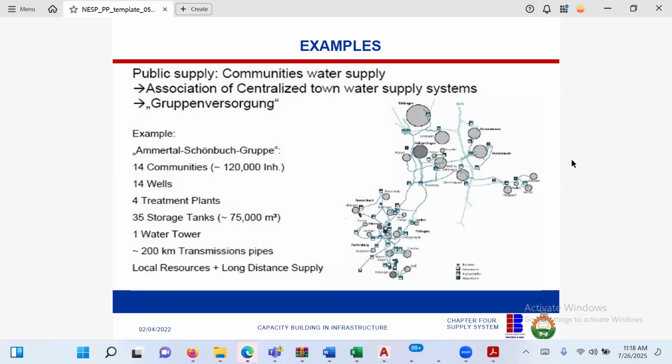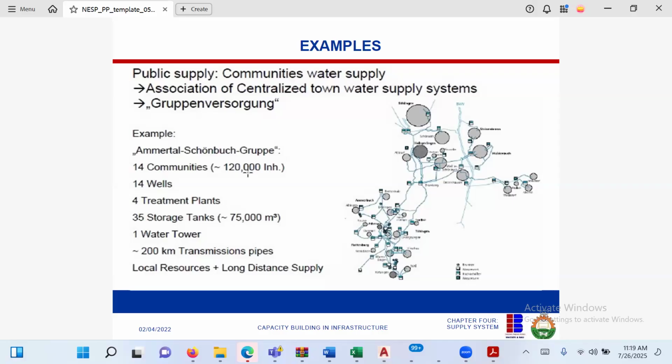So here, they have 14 communities with 120,000 inhabitants. So what they dug was 14 wells. Now, your mind should be telling you, we call it a centralized water supply system, but why are they digging 14 wells? Follow me.